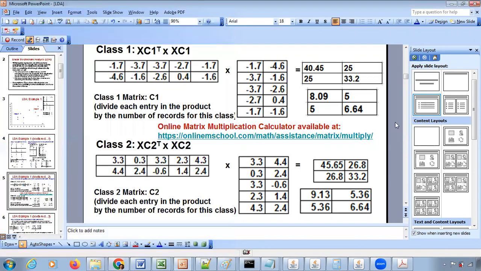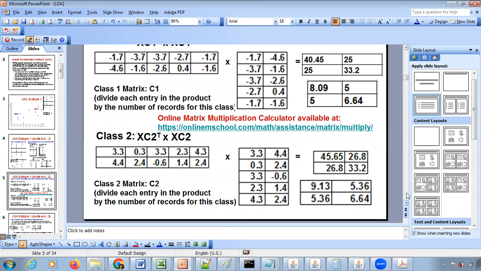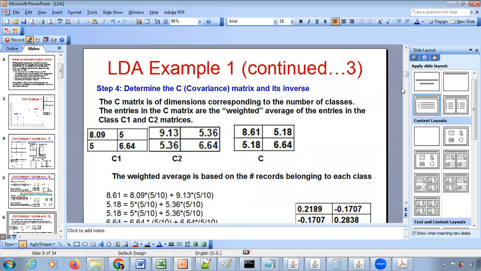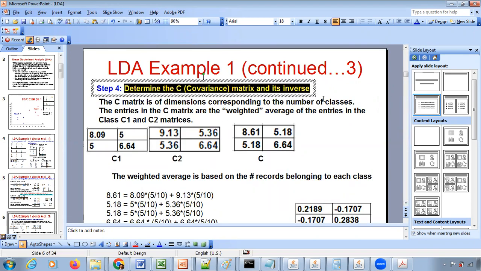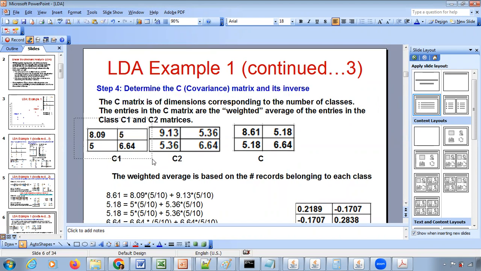Again, this class has 5 records in the given data set. So you divide each of these entries by 5. 45.65 divided by 5 is 9.13. 26.8 divided by 5 is 5.36. 33.2 divided by 5 is 6.64. So that's step 3, to determine the product of the transpose and the means corrected matrix with itself. The next step is to determine the covariance matrix and its inverse. So how we determine the covariance matrix is, this is the result of the previous step after you divide the product matrix by the number of records.